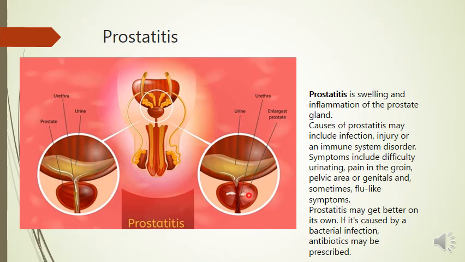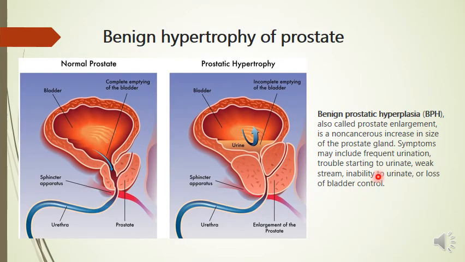An enlarged prostate will compress the prostatic urethra. So there is difficulty in urinating, pain in the groin region because of the inflammation, and pain can be in the pelvic area or genitals, and sometimes flu-like symptoms are seen because of this inflammation. Prostatitis may get better on its own, or if it is infected with bacteria, then antibiotics may help to relieve the prostatitis. Then one more condition is benign hypertrophy of the prostate.